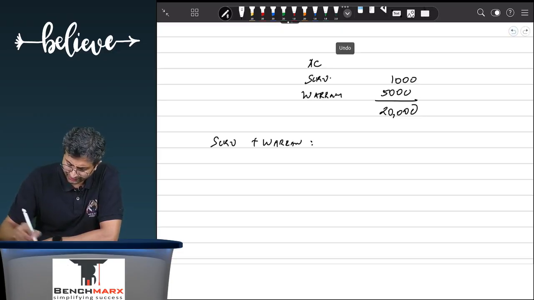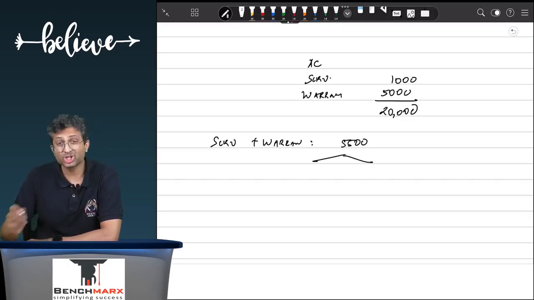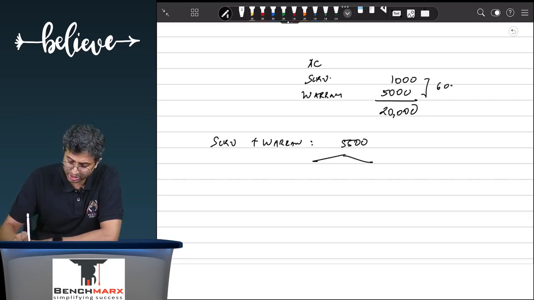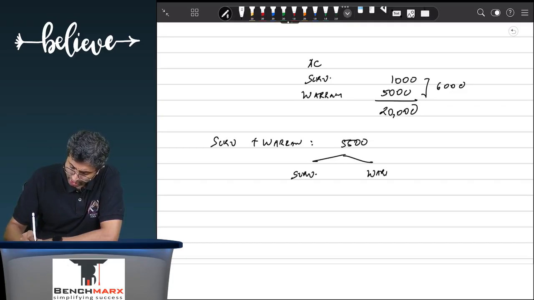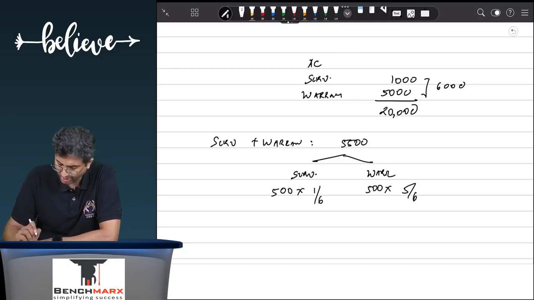Or let us say 5,500 rupees. In which case, you will first allocate the 500 of discount. So ideally the total over here is 6,000. You will allocate it to the service and to the warranty in the ratio of their standalone prices. So 500 of discount into 1/6 towards servicing, 500 of discount into 5/6 to, let us say, the warranty.